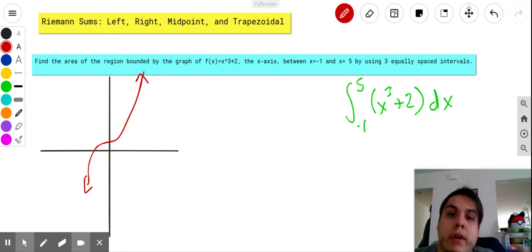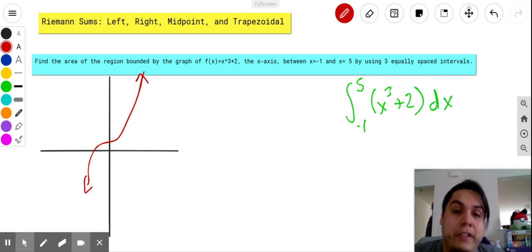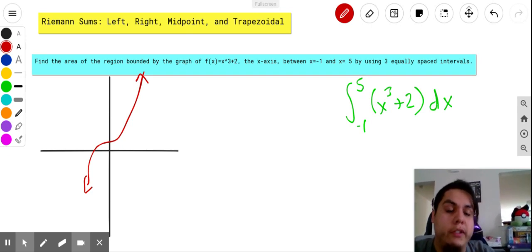So I'm going from x equals negative 1 to x equals 5 in 3 equally spaced intervals. And if you notice, we talked about the left, the right, the midpoint, and the trapezoidal. So I'm going to show you how all three work. Left and right is very similar to what you were doing yesterday. So hopefully this doesn't take too long to explain.